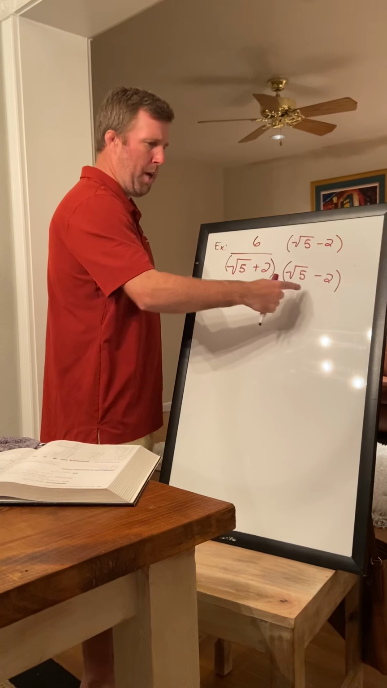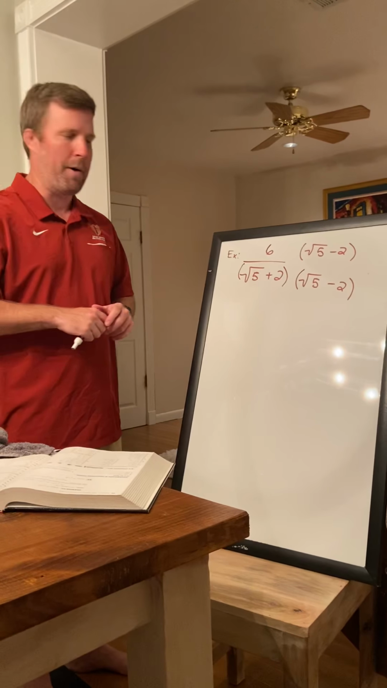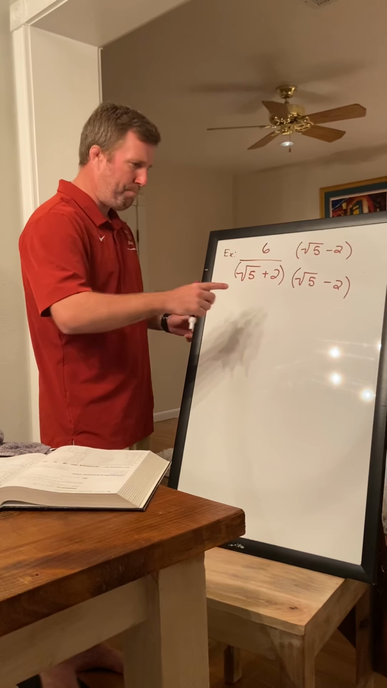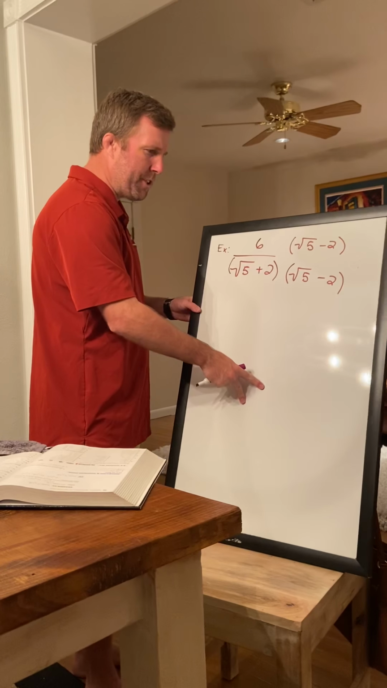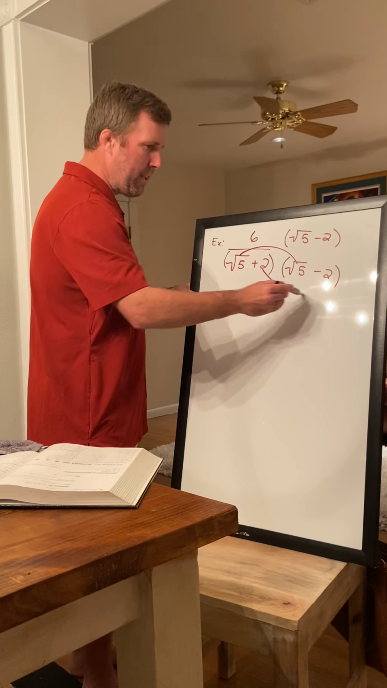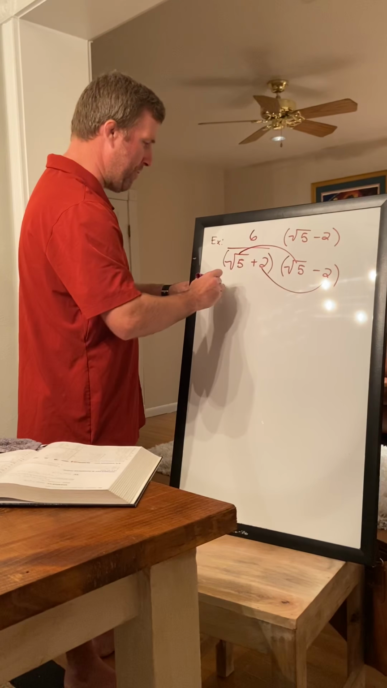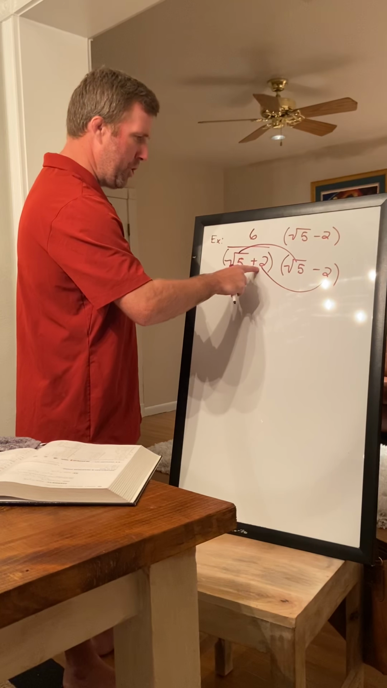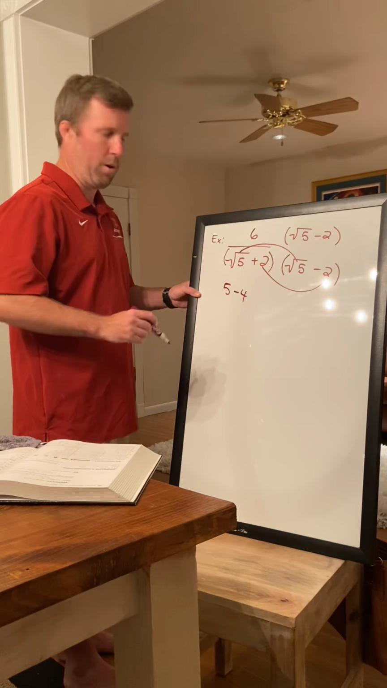So I'm going to multiply the top and bottom both by that conjugate, the square root of 5 minus 2. Now keep in mind, this is a binomial times a binomial. These are conjugates. When they're conjugates, I just have to do the first times the first, the last times the last. Square root of 5 times the square root of 5 is 5. 2 times negative 2, negative 4.